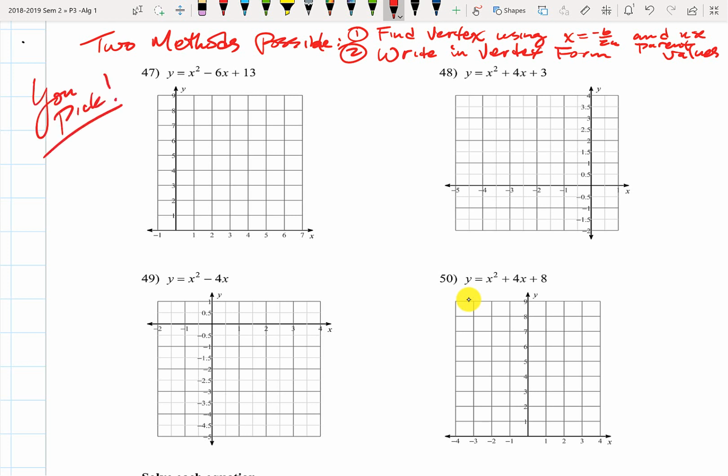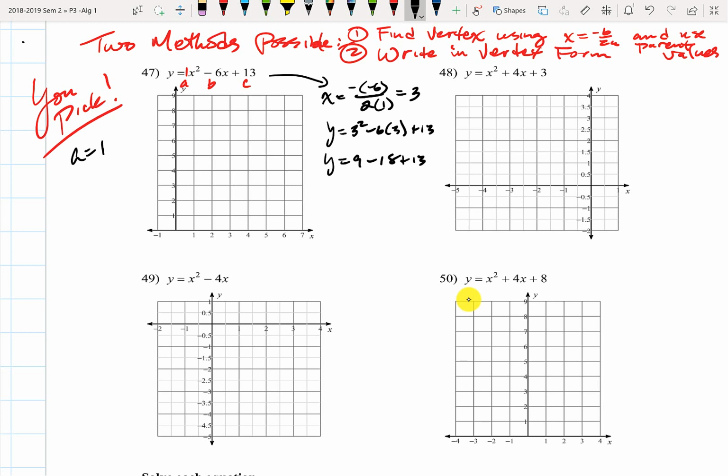All right. So I know that a is 1, b is negative 6, and c is 13. What I need to do is find the vertex. So x is equal to negative of negative 6 divided by 2 times 1, and that's 6 divided by 2, or 3. And then I have to find y. So y is equal to 3 squared minus 6 times 3 plus 13. So y is equal to 9 minus 18 plus 13, so y is equal to negative 9 plus 13, or y equals 4. So my vertex is 3 comma 4.